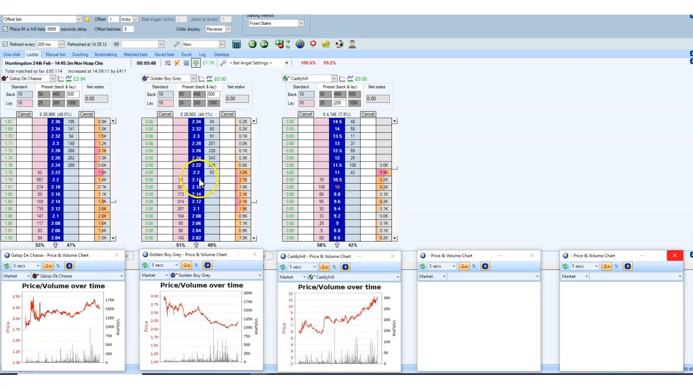And so what I'll do next here, guys, I'm just sitting and waiting. I'm waiting for an opportunity. I'm looking for a drift. I'm looking for a steam. I'm looking for a horse to move so I can make an opposing trade on one of the other horses.